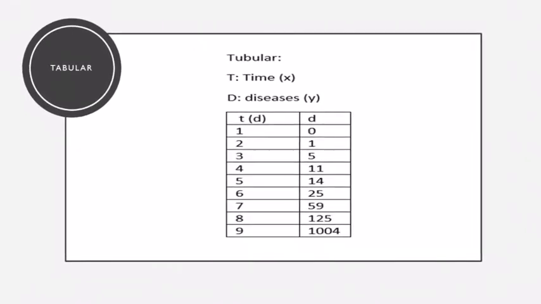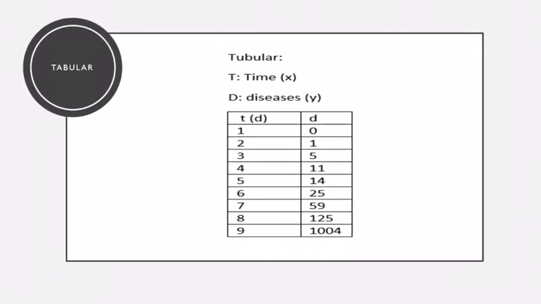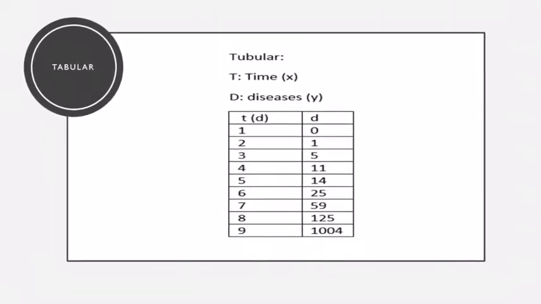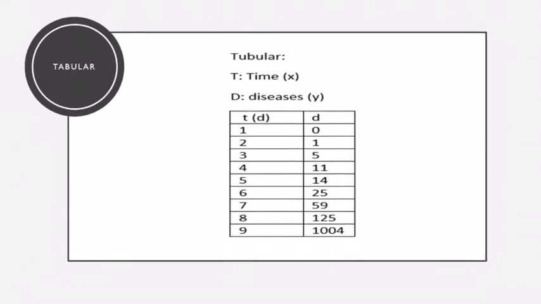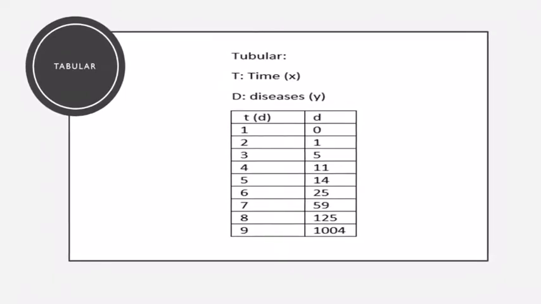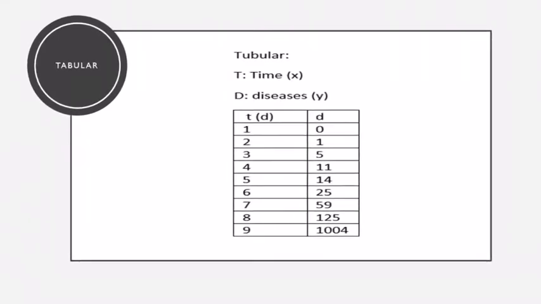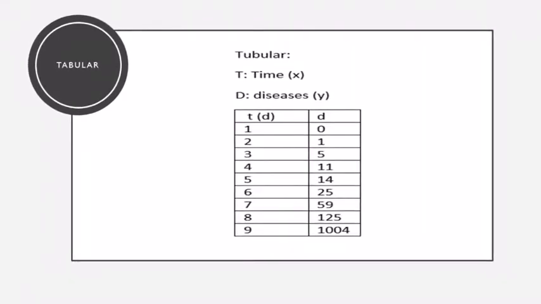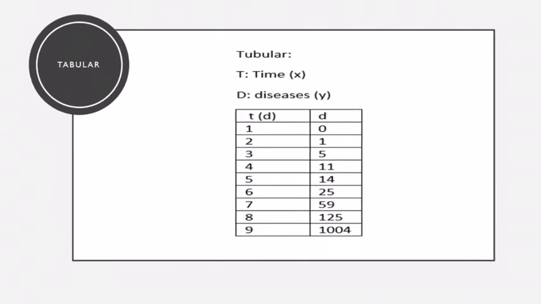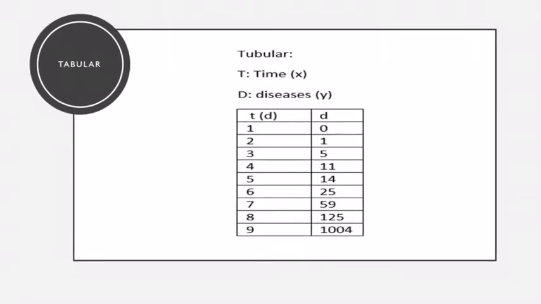The third way to express it is the tabular representation. On the first column we have the time, in this case x, but it's represented as t of d, and in the second column we have the number of cases, that in this case is y, but it's represented as d. As we can see, the cases depend on the time that passes, so we can say that the time is constant, but the cases are not.